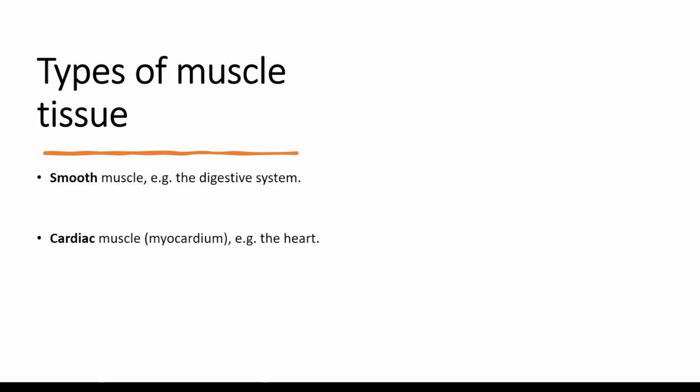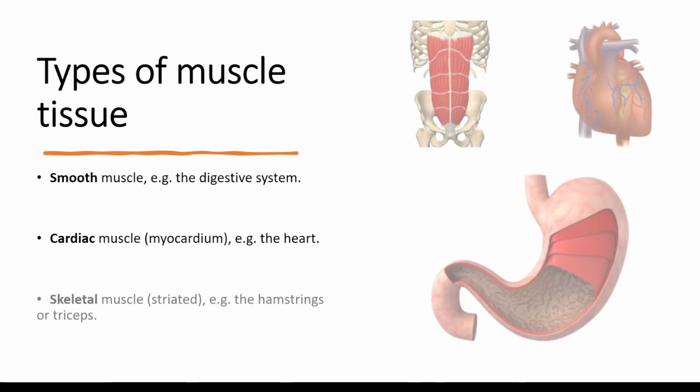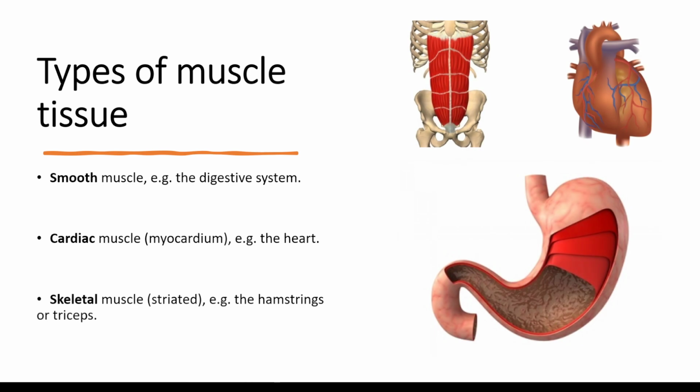So let's start with the types of muscle tissue that we have within the body. We have what we call smooth muscle tissue. Smooth muscle tissue makes up the majority of your internal structures, such as your organs, your vessels, such as your arteries, your veins, capillaries. We've then got cardiac muscle tissue. Cardiac muscle tissue specifically just makes up the heart. And then you have your skeletal muscle tissue, which is the muscles that attach to the skeleton. So things like your hamstrings, your quadriceps, triceps, biceps.